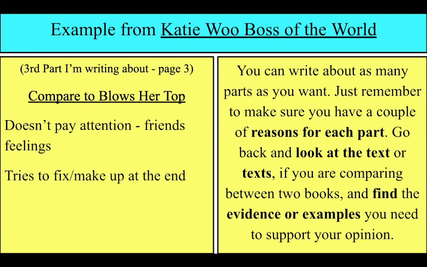But this time, I'm going to use the example from Katie Woo, Boss of the World, as well as Katie Woo Blows Her Top. I want to compare the 2 of them. I haven't done that before, and you might notice I only have 2 things written down, but I think it will be enough. I think I can compare between the 2 books or texts that she doesn't pay attention to her friend's feelings. I'm noticing that's like a little pattern with her. And I also notice when she does realize it, she tries to fix the problem and they do make up in the end and they remain friends. So again, even though there's only 2 things, I think that will be enough for me to write about that part. You can write about as many parts as you want.